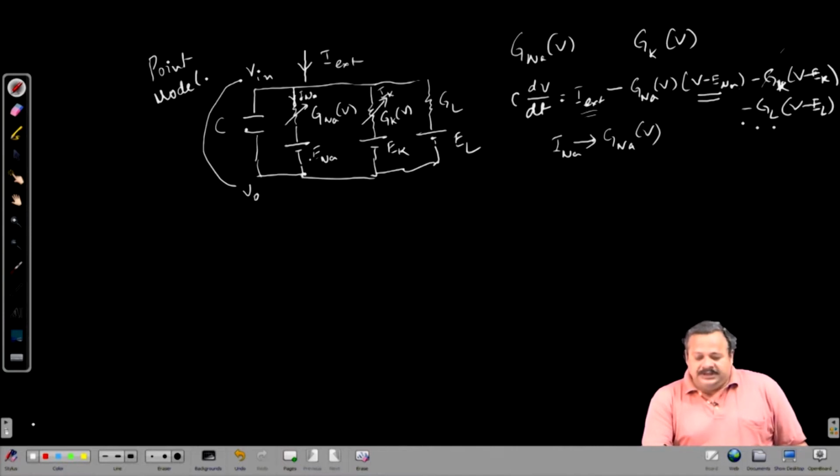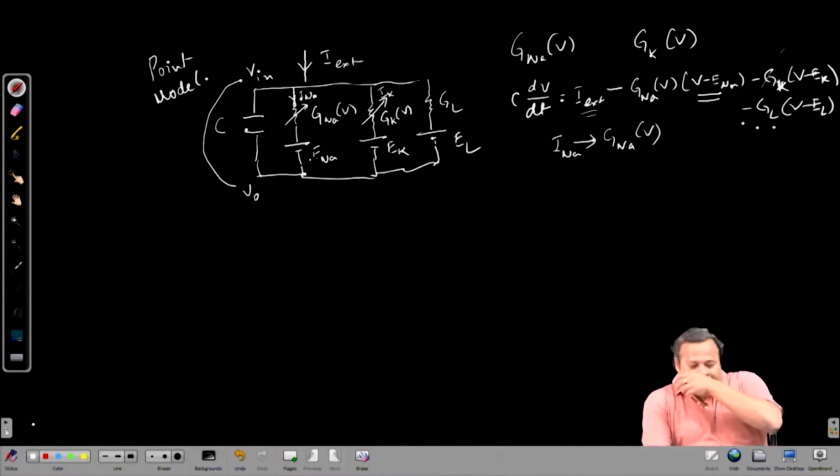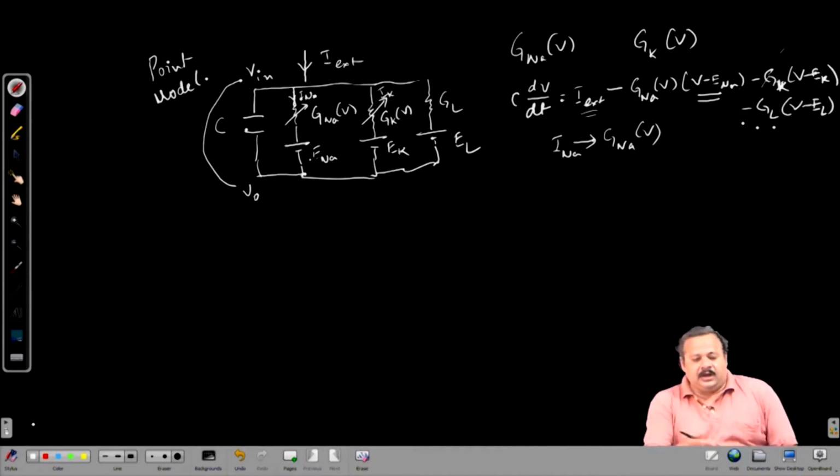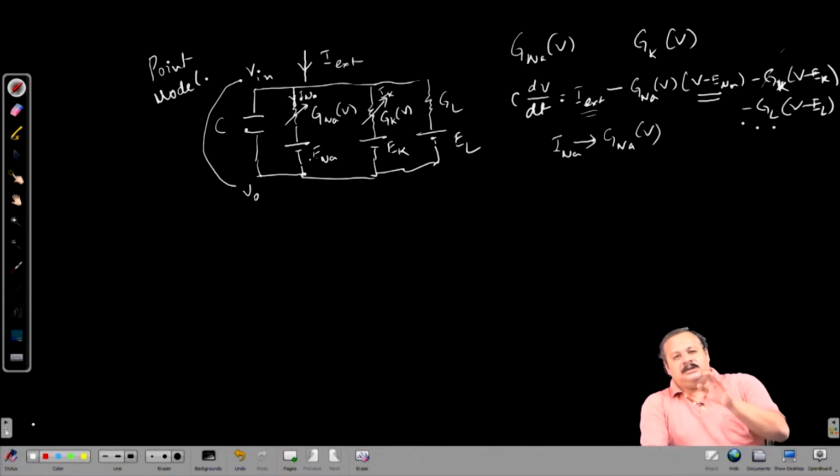So from this G Na, what we saw is that we have two components of the sodium conductance, one that is an activation part and another that is an inactivation part. And potassium has only activation. When we clamp it to a particular voltage, the potassium conductance increases and stops at a particular value. The current increases and stops at a particular value, and so the conductance also increases and stops at a particular value.